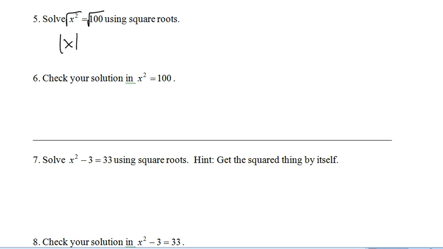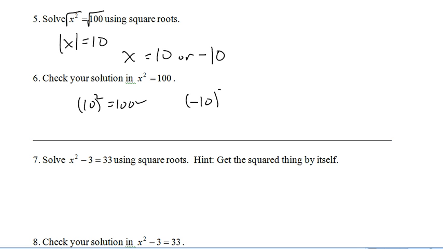And end up with the absolute value of x equals 10, which means that x has to equal 10 or negative 10 to make that true. Okay, and let's check that. 10 squared equals 100. Yep. And negative 10 squared equals 100. Also true.